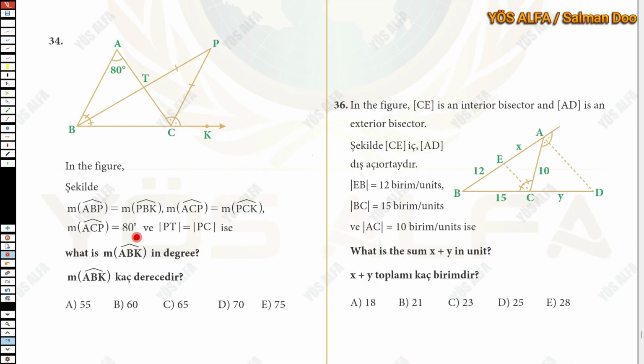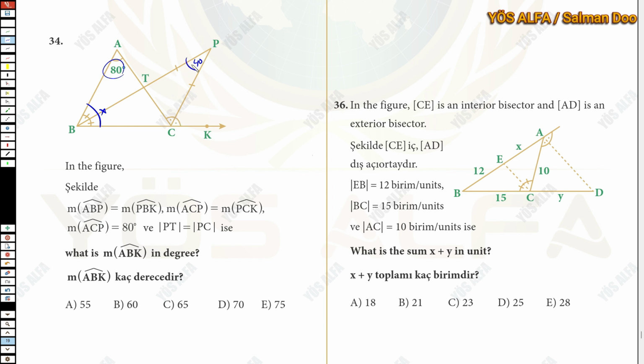34. In the figure, 80 degrees is given here, and PT and PC are equal. The angle ABK is asked. Let's say the ABK angle is x, and we know that the angle between the interior bisector and exterior bisector is always half of the angle on the other side. So this is 80, this one has to be 40.